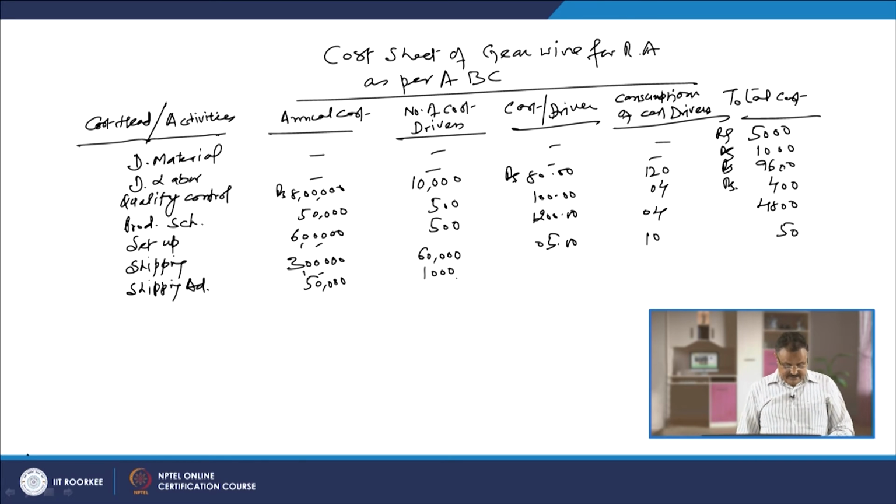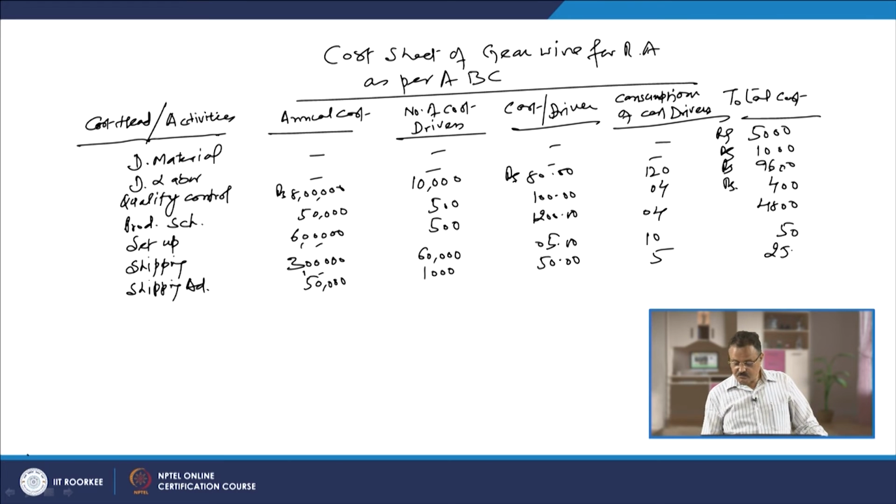1,000, right. So, it means what is the per driver cost? It is 50 rupees. This cost is 50 rupees, and what is the total shipments? 5. So, what is the cost here? That is 250 rupees. 250 rupees, and then is the production of the products.